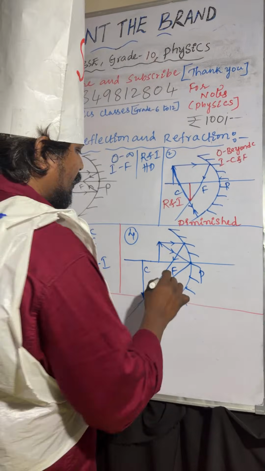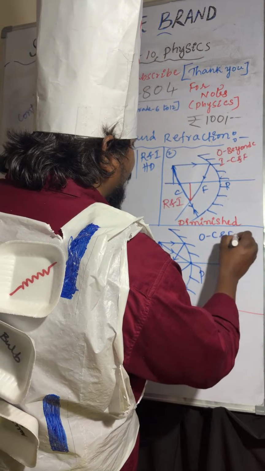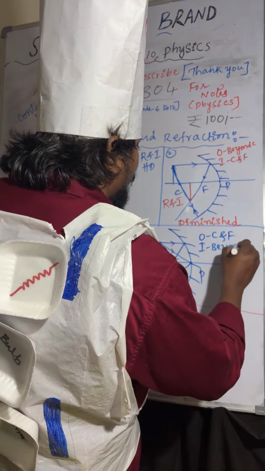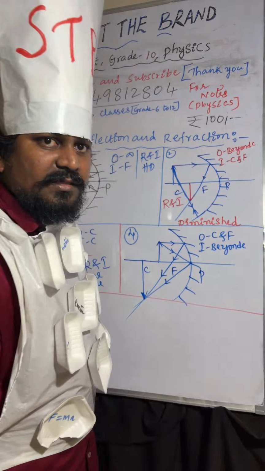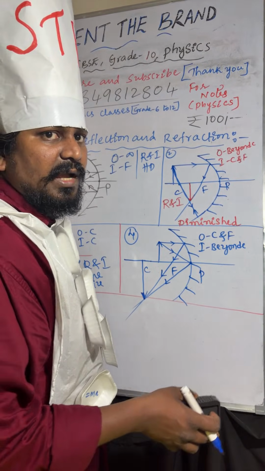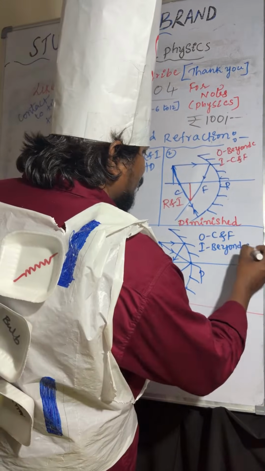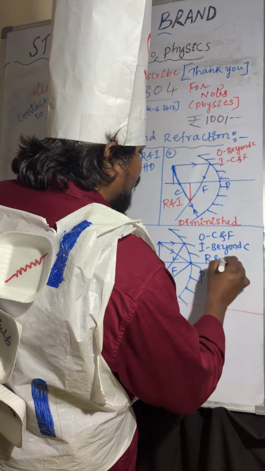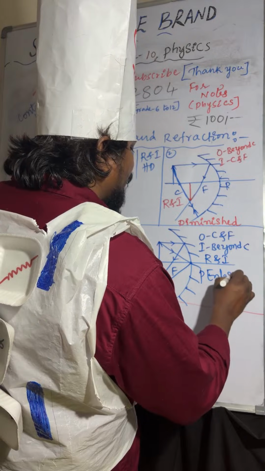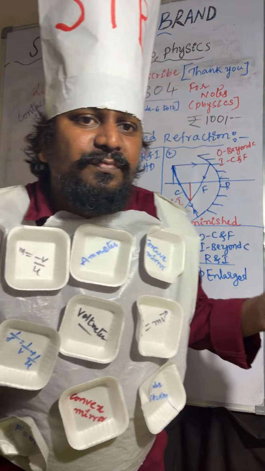Okay. So now you can see object is placed between C and F. So image will form beyond C. Nature of the image is real, inverted and enlarged. Real, inverted and enlarged. So coming to the fifth one.